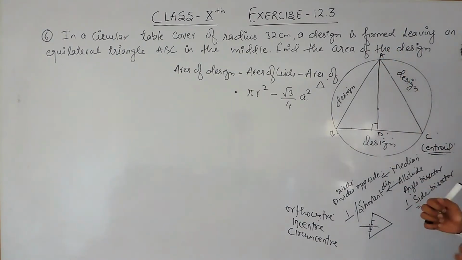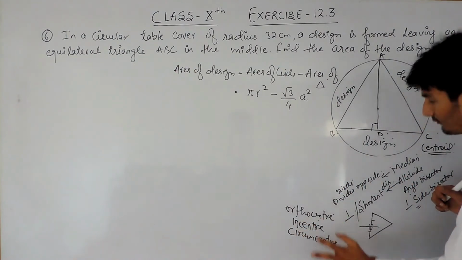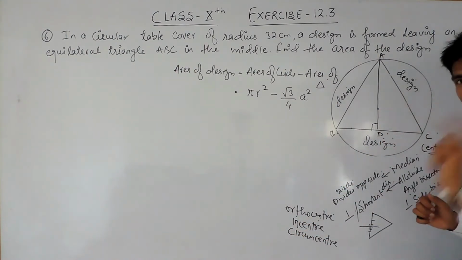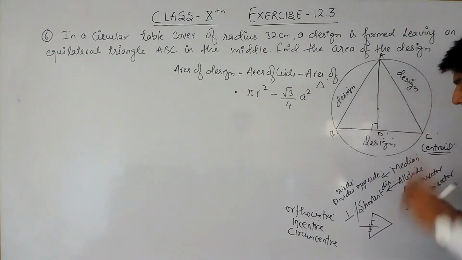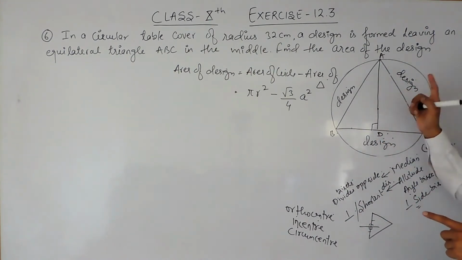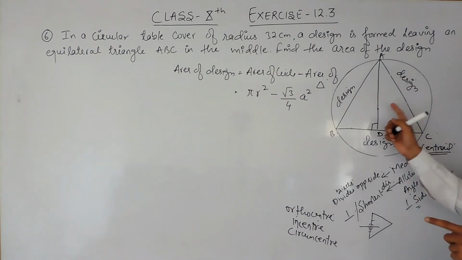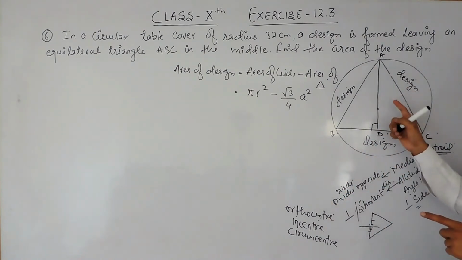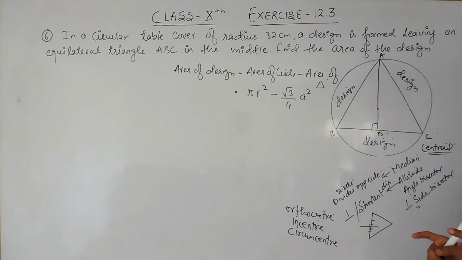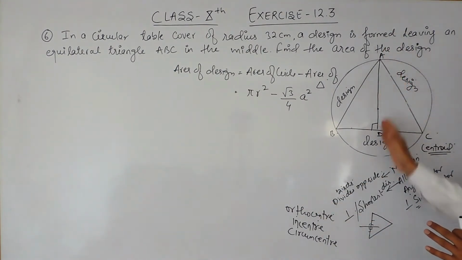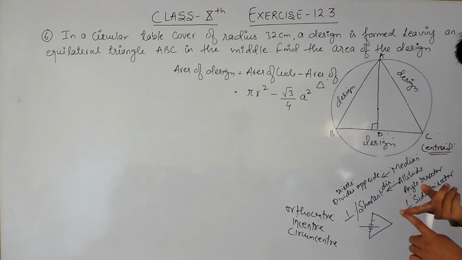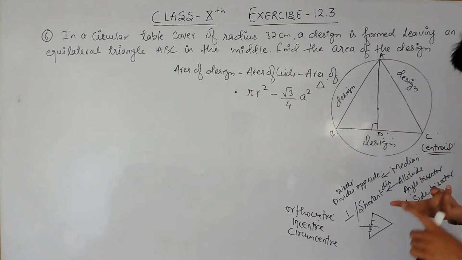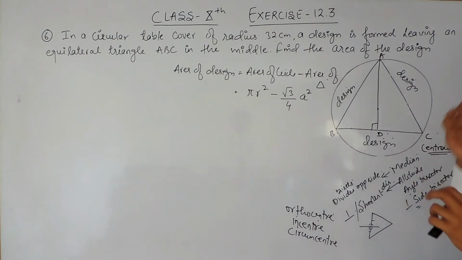Now this is important, that in an equilateral triangle all these 4 points are the same point. The same point will act as a centroid, the same point will act as an orthocenter, the same point will act as an incenter, the same point will act as a circumcenter. Okay, that is important. Now, the first thing which I understood by this explanation is, in an equilateral triangle it has the same median and the same perpendicular. This is the first thing.